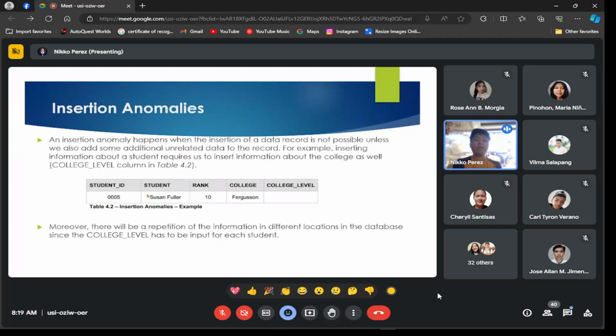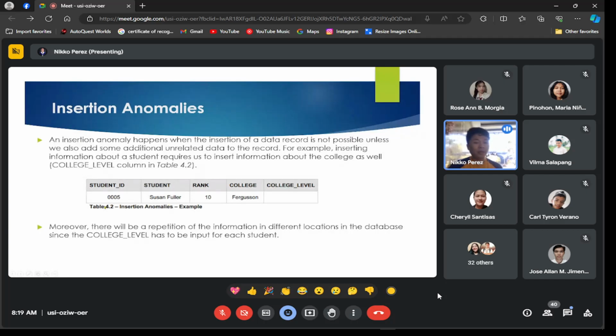As I mentioned, the intended data that you only wanted to be inserted on the table requires you to input additional data that is not related to you. So same for the student. You have to input the college and the college level even though dili na siya nimo record. So that's the concern. You have to fill in the entire record.